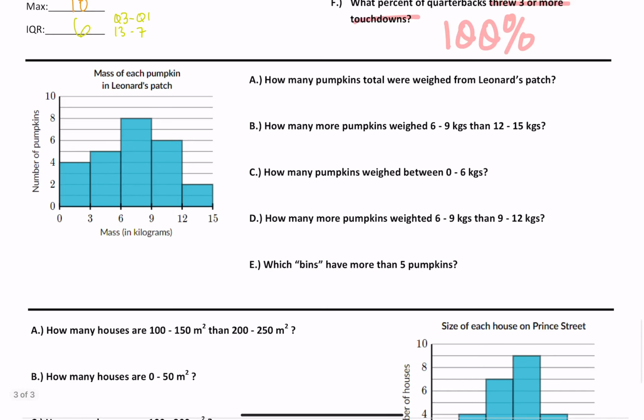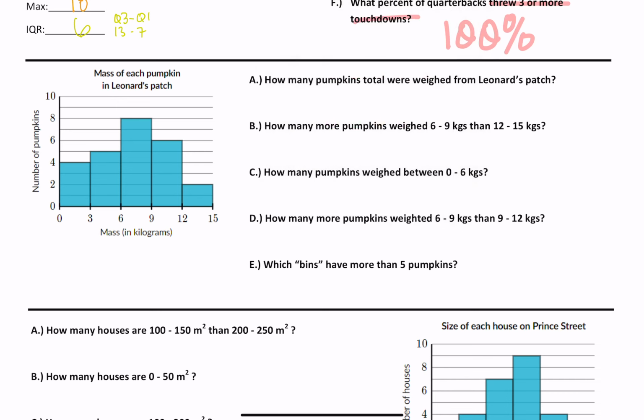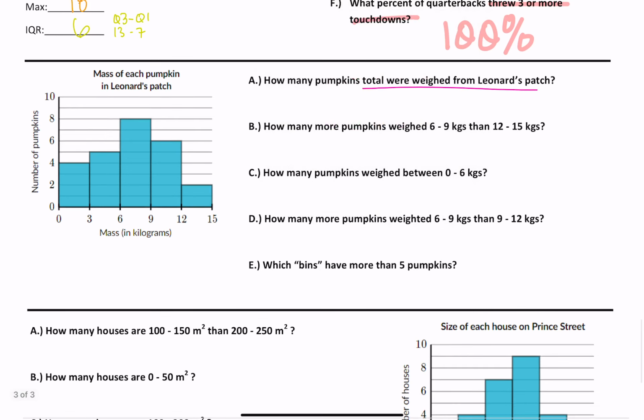All right, we got 2 more questions left. So now we're going to read histograms. All right, so let me start with some colors here. So how many pumpkins total were weighed in Leonard's patch? If you see this, that means you're counting all of them. So we got 1, 2, 3, 4, 5, 6, 7, 8, 9, 10, 11, 12, 13, 14, 15, 16, 17, 18, 19, 20, 21, 22, 23, 24, 25. So we got 25 pumpkins were weighed.